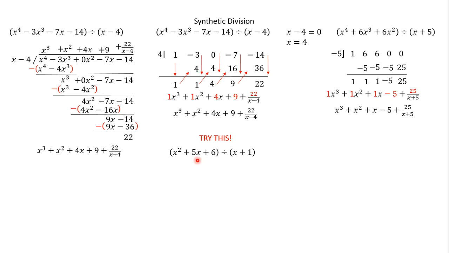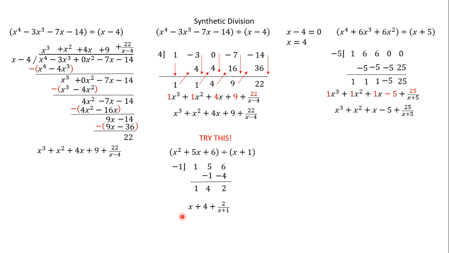So you don't have anything to worry about zeros in here. Do we put a minus 1 over here? Then we have 1x squared, 5x, and 6. Draw our line. The 1 comes straight down. Multiply by -1 is -1. Add is 4. Multiply is -4. Add is 2. And so let's see, we start out with x squared. So now we're going to have 1x plus 4 plus 2 over x plus 1.